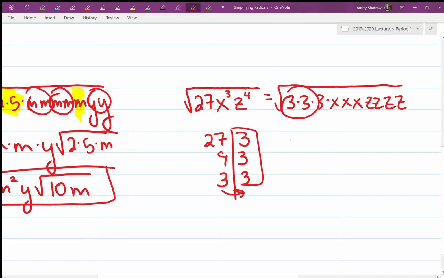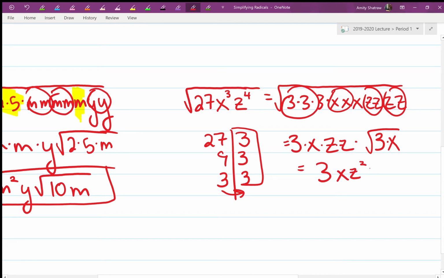So I would say the 3's are getting married, a couple of X's are getting married, and all of the Z's are getting married. There are no Z's left inside of that house. All of this is being multiplied together. And so I'm going to put together a final answer right now. 3xz squared times the square root of 3x. So if I'm going too fast, you can stop, you can pause, you can rewind.